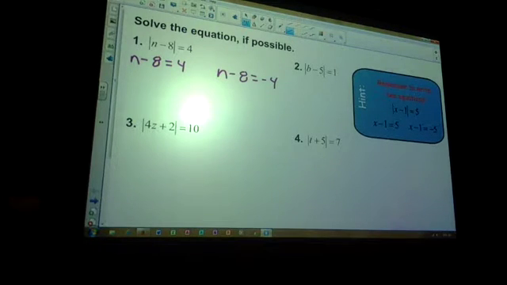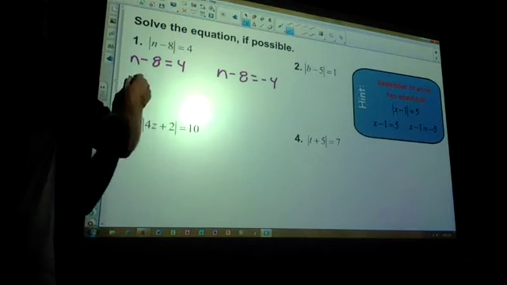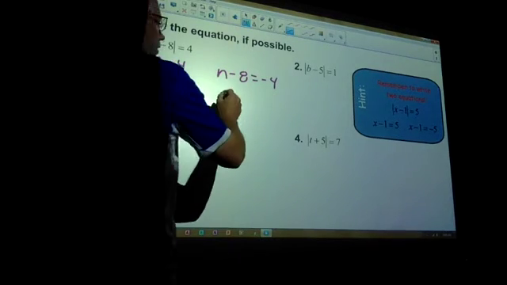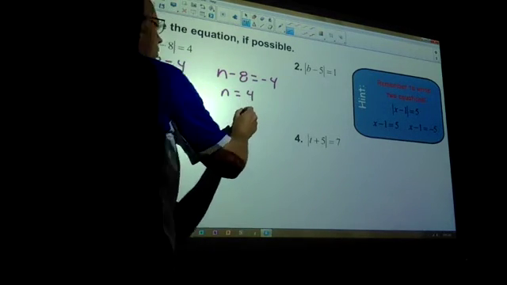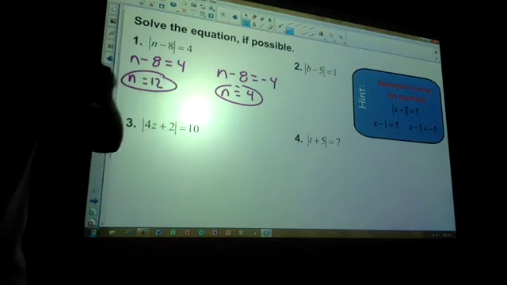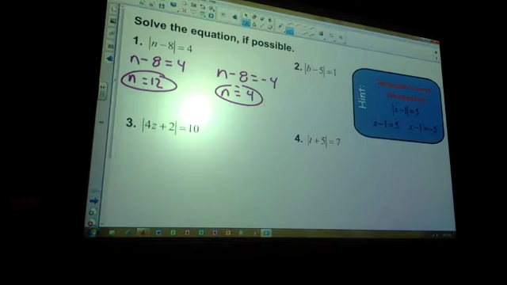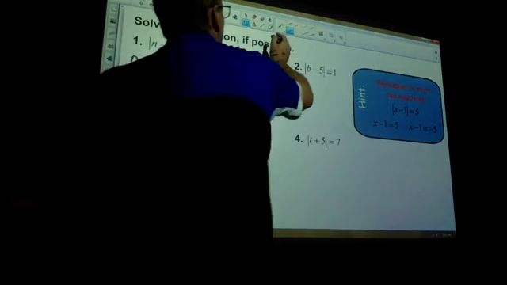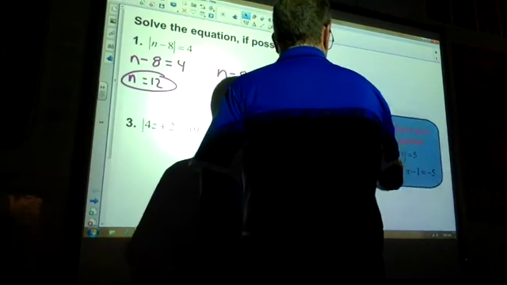I would add 8 to both sides on either equation. So I get n equals 12. And this one, if I add 8, I get n equals 4. So I have two different answers that come up. Okay, so let's move this hint over down here.